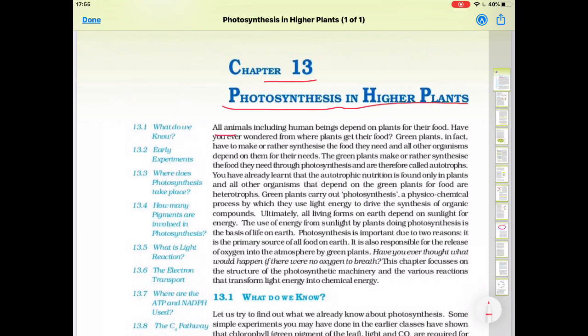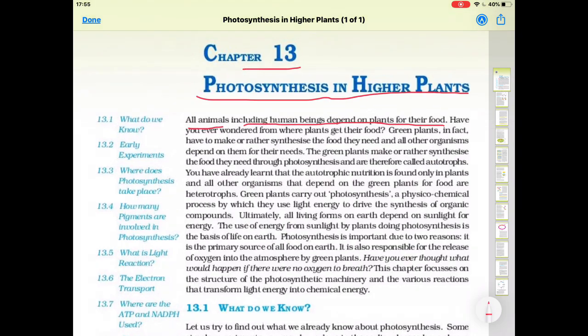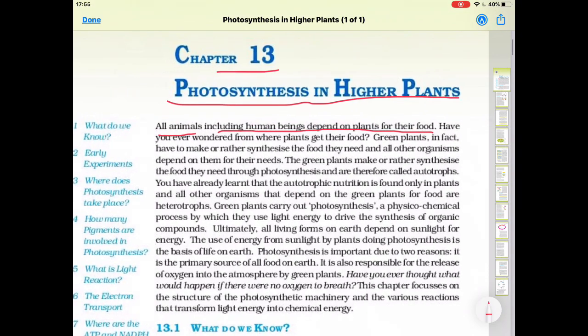All animals, including human beings, depend on plants for their food. Green plants, in fact, have to make, or rather synthesize, the food they need, and all other organisms depend on them for their needs. Green plants carry out photosynthesis, a physico-chemical process by which they use light energy to drive the synthesis of organic compounds.